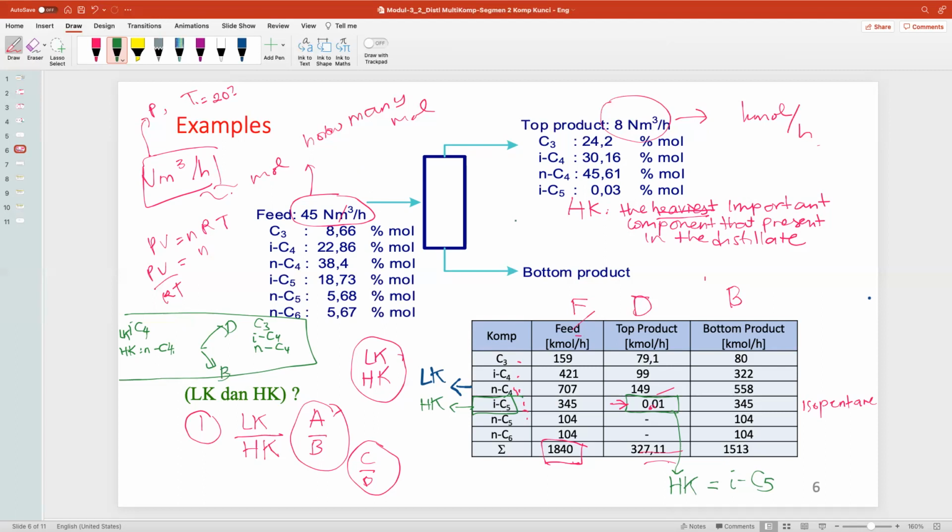So the choice of which one is the heavy key and which is the light key is going to impact the result of the products. If you choose the heavy key as, for example, NC4, then your top product only goes up to this one, so you don't specify the last one. Usually the amount of the heavy key is quite small. The composition amount doesn't have to be very big, so it is usually present in a small amount.